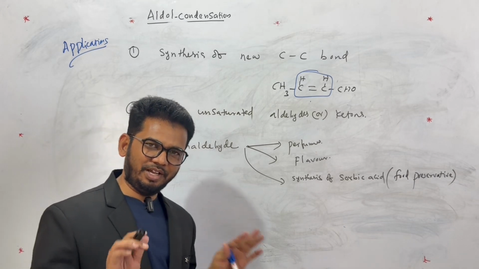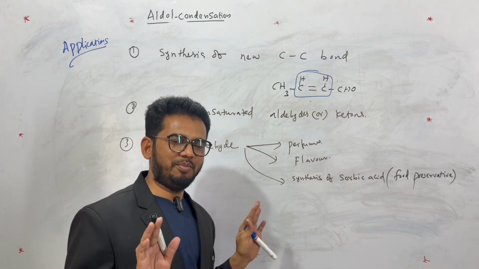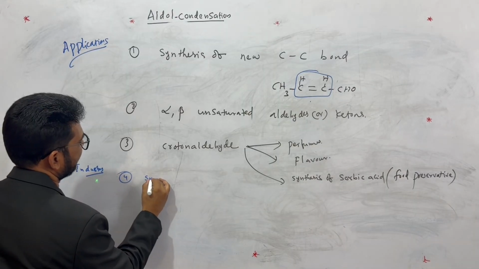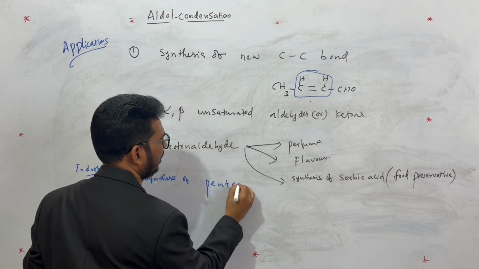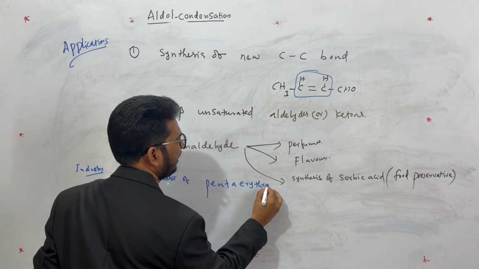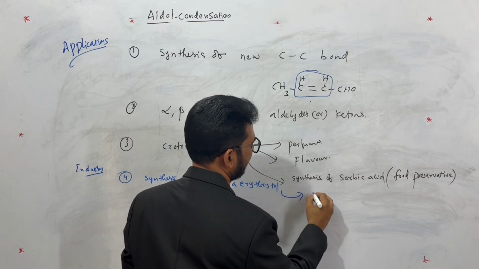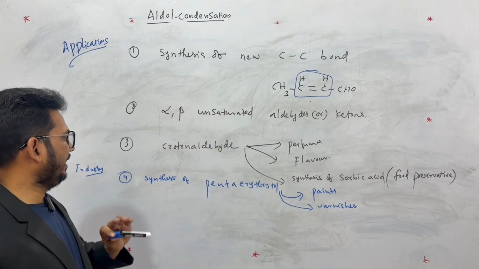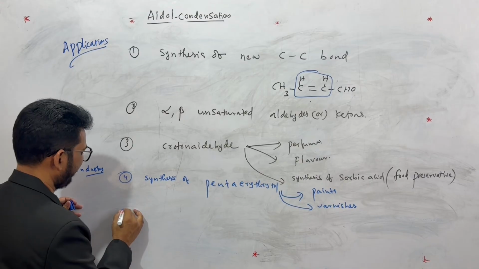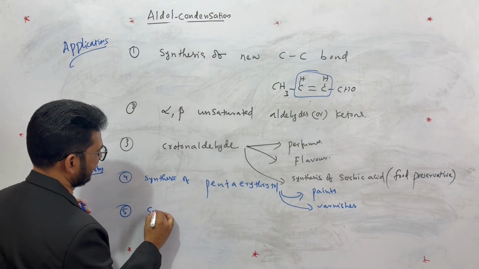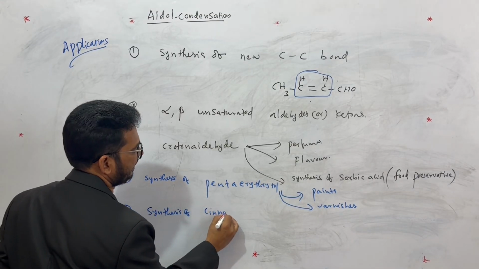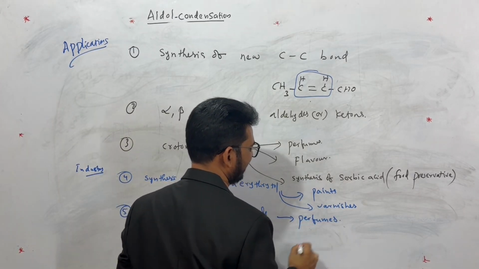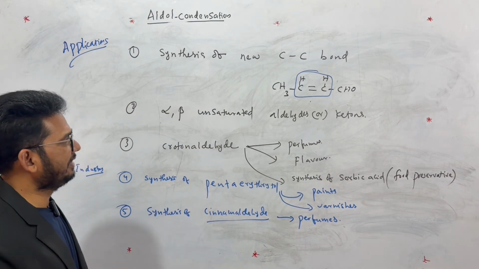You might think that up to here only these applications exist. No. Still many more applications it has. In industry, it is helpful for the synthesis of pentaerythritol. Remember this pentaerythritol. We use it in paints, in varnishes and other things. Now the fifth application: it is also helpful for the synthesis of cinnamaldehyde. This cinnamaldehyde we are using in perfumes, fragrances and flavors.